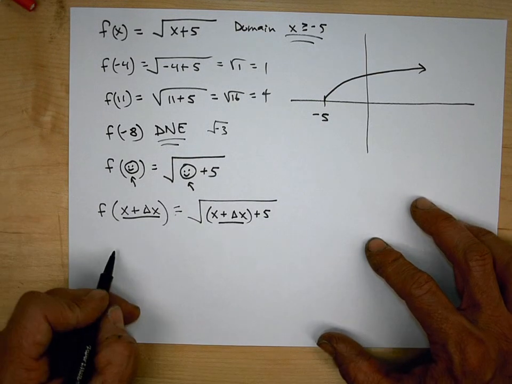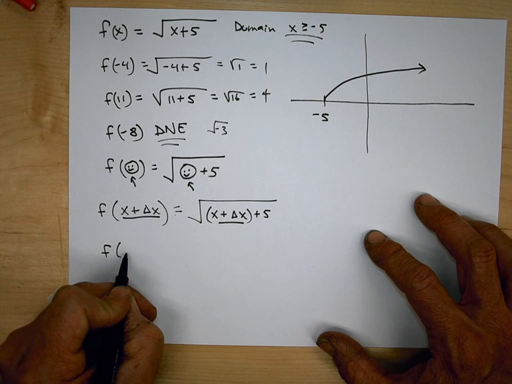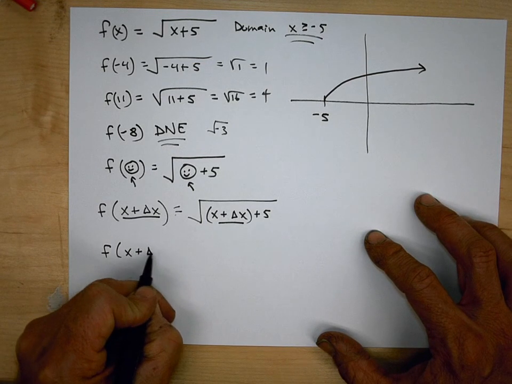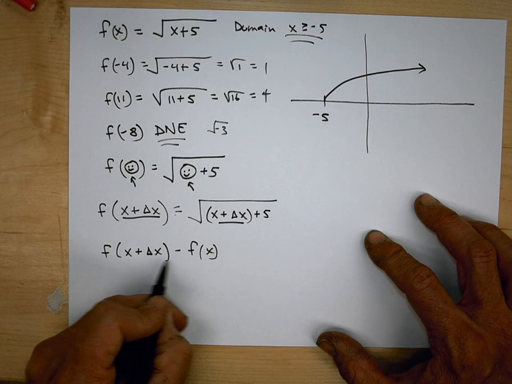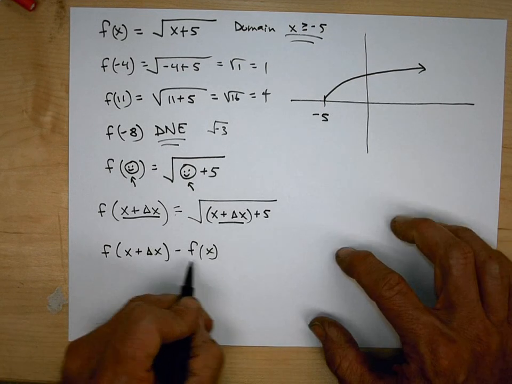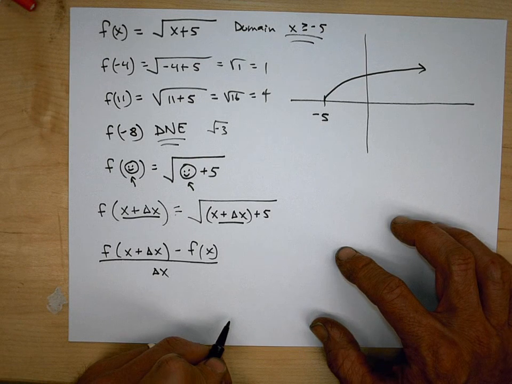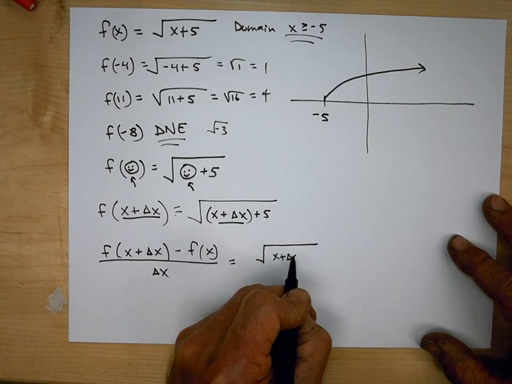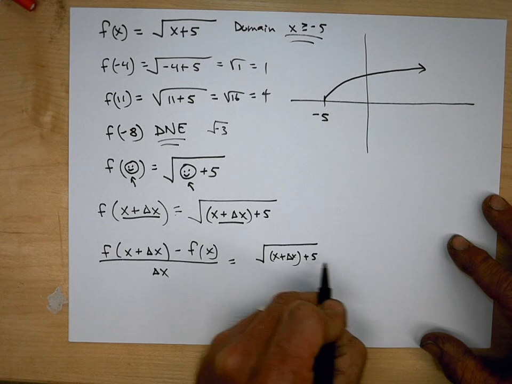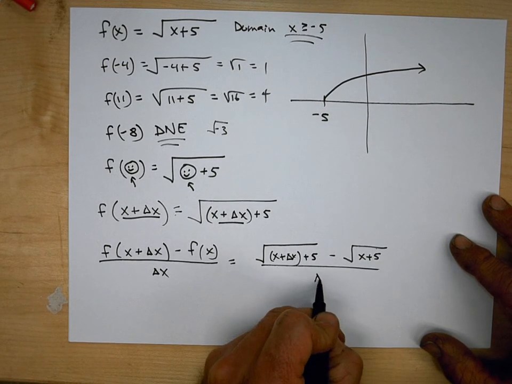Well, we have something called the difference quotient. This will become important as we get into calculus, and it's defined this way. We take f of x plus delta x, where delta x is just some little increment on x, all over delta x. So this would just be the square root of x plus delta x plus 5, minus the square root of x plus 5, all over delta x.